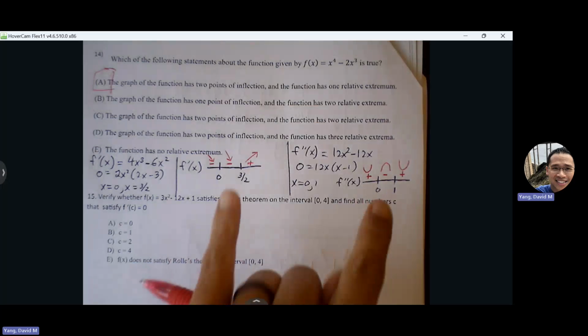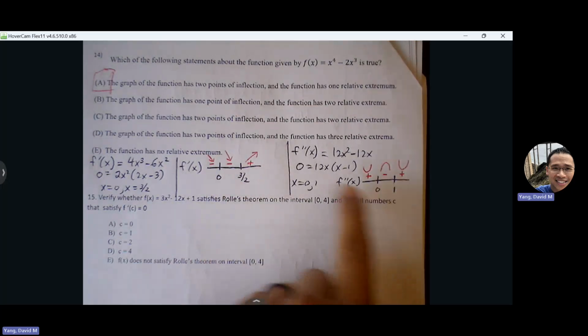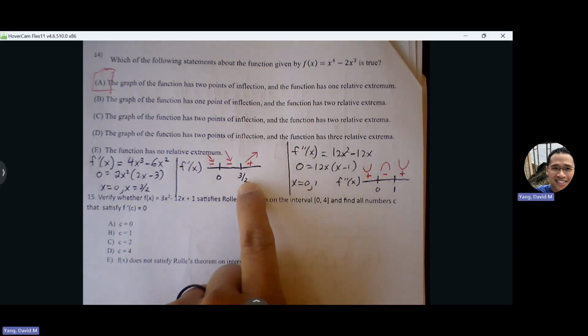Okay, so from my sign lines, I can see I have 2 points of inflection. I have one relative extrema, one relative minimum.